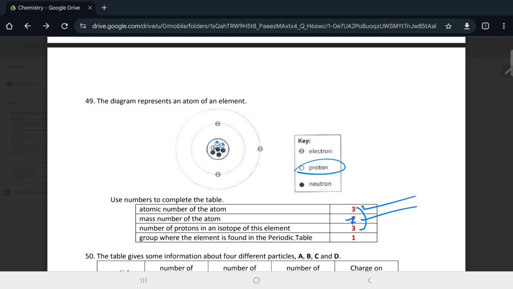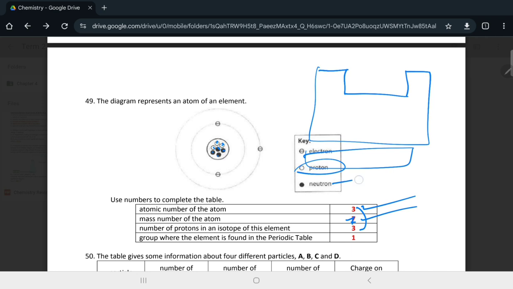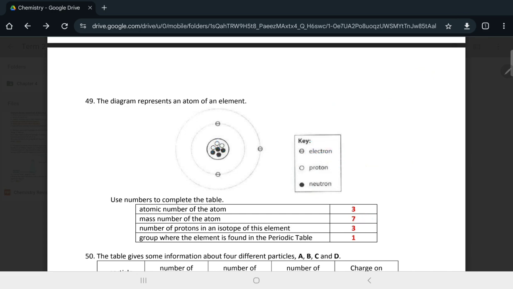Okay. Group where this element is found. You open the periodic table and you find in which group you can find an element with atomic number 3. You look at it and it's lithium, atomic number of 3.